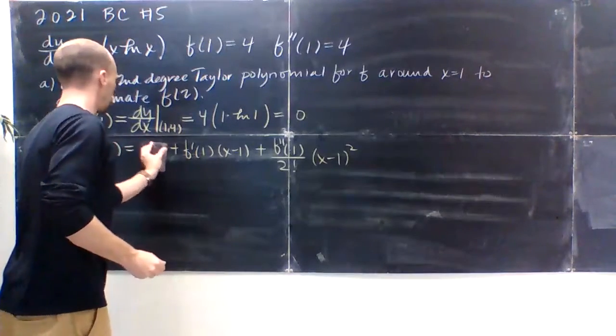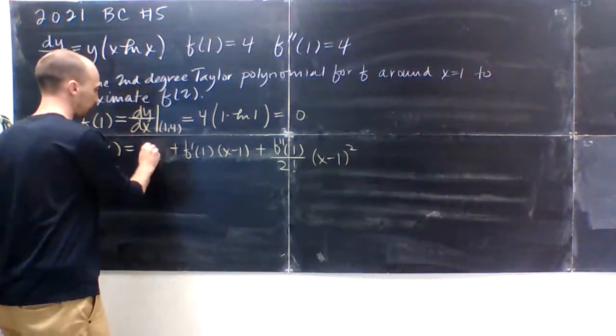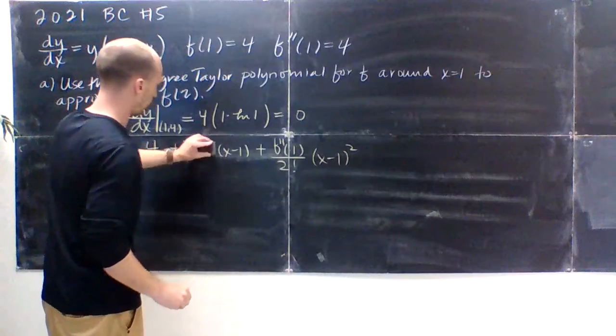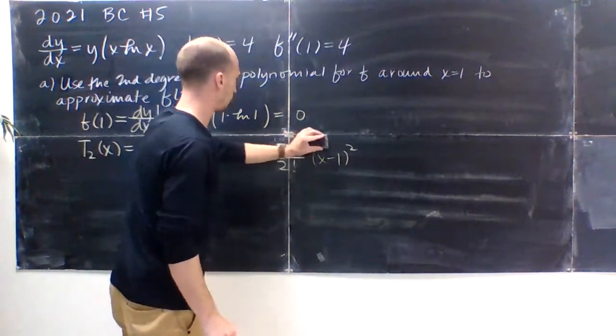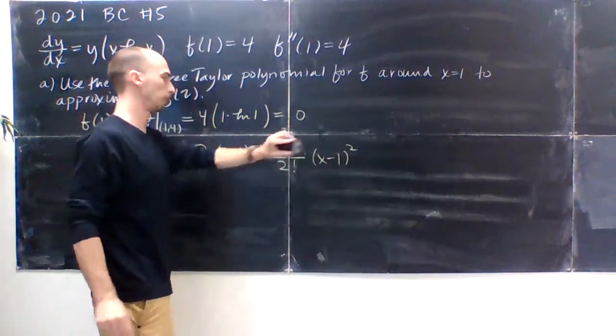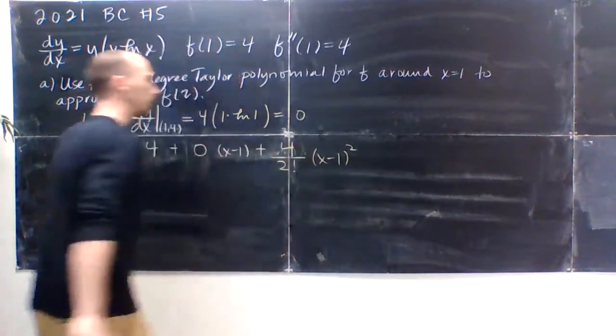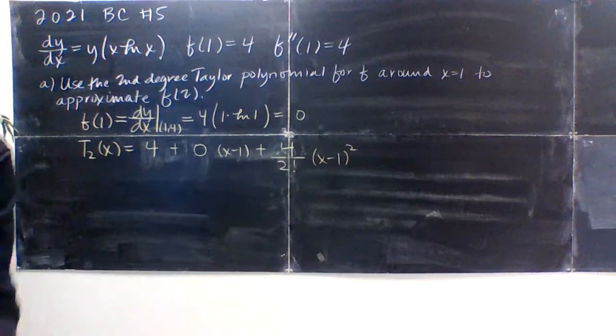F of 1, I've got that. That's 4. F prime of 1, I just showed that that was equal to 0. And then f double prime of 1, they very politely told me in the statement of the question that this was 4. Okay, so there's my second degree Taylor polynomial.